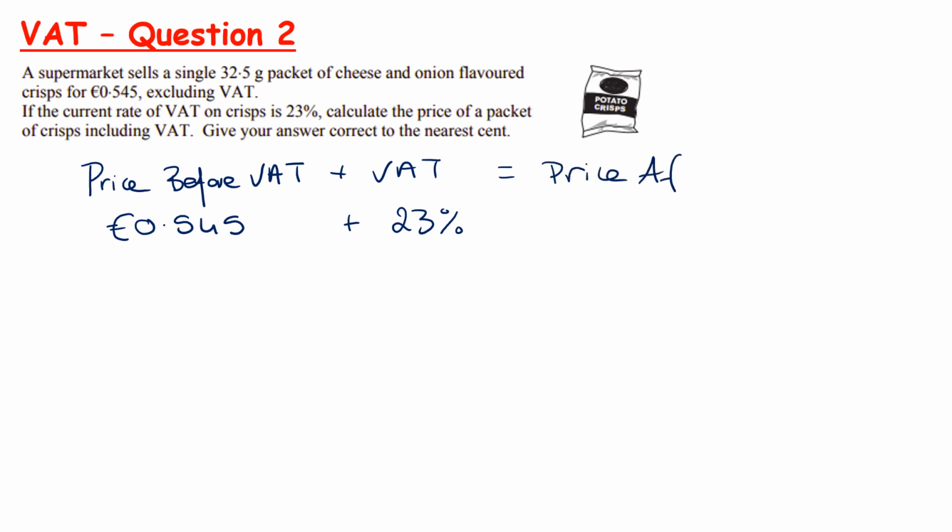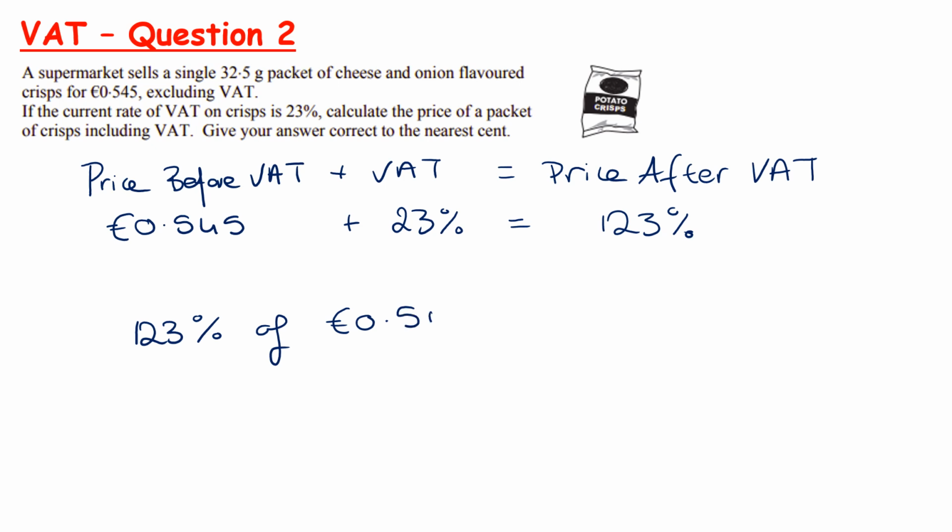Now I'm going to use my shortcut here, which means I'm going to do the adding first. So I'm going to say that's 123%, and that's what I want. So I'm going to get 123% of 0.545, and I can do that with decimal or with percentage. You can literally leave it as percentage if you want. You can also find 23% and add it on. This way is just a little bit quicker.